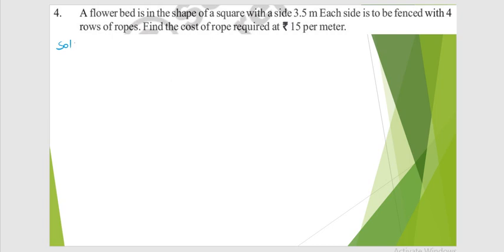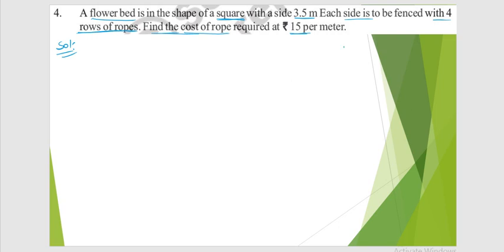Next, moving on to question number 4. There is a flower bed, which you might have already seen in different movies, right? There is a flower bed in the shape of a square with side length 3.5 meters. If each side is to be fenced with 4 rows of ropes, here we need to consider 4 rows of ropes. If the cost of rope per meter is 15 rupees, then you need to find out the total cost, right?